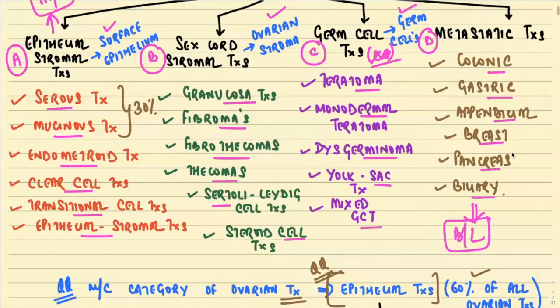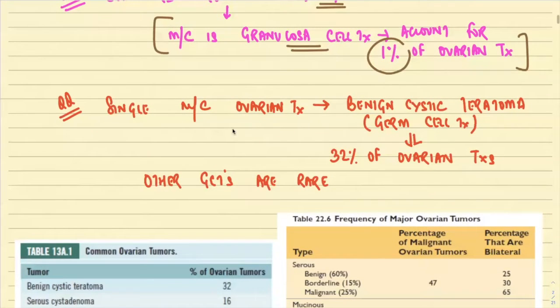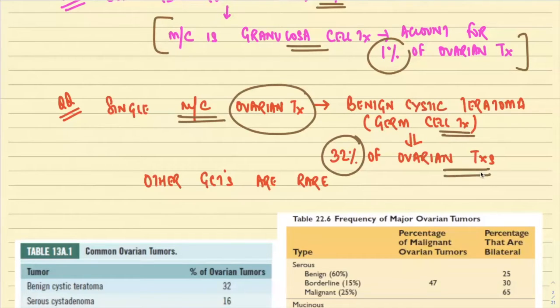Now, if I have to choose a single tumor out of all these, which is the most common ovarian tumor, it will be benign cystic teratoma. The single most common ovarian tumor is the benign cystic teratoma, which is a germ cell tumor. It comprises 32% of all the ovarian tumors.